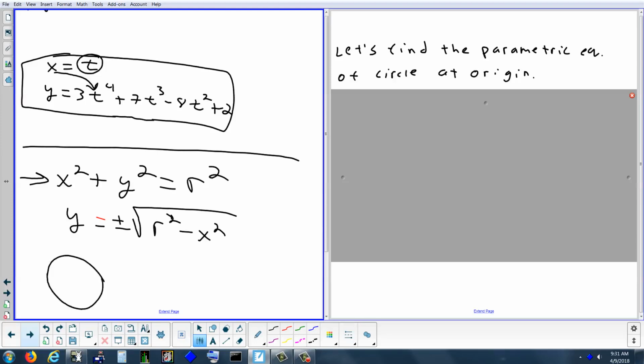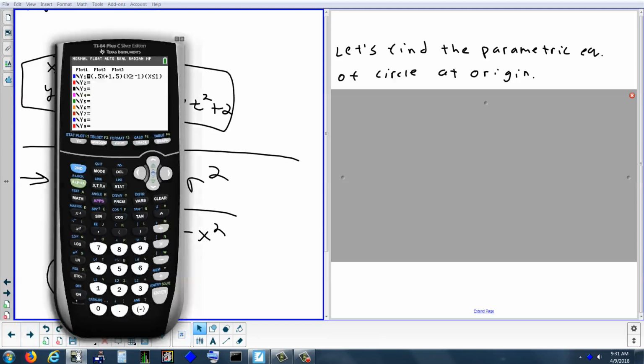Okay. So let's just say I wanted to graph a circle with a radius of 3. Plug 3 in for r. Let's see what we do. So we get the square root of 9 minus x squared, and then I have to type it in again. The square root of 9 minus x squared.